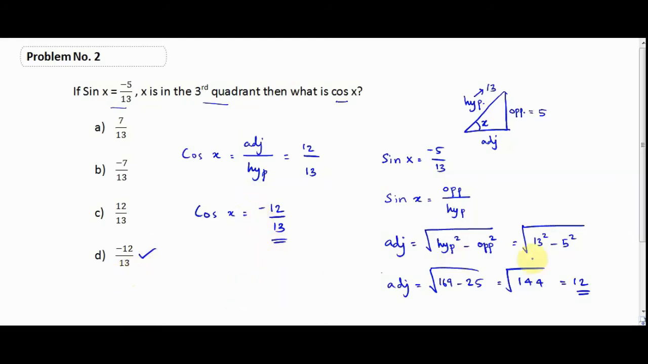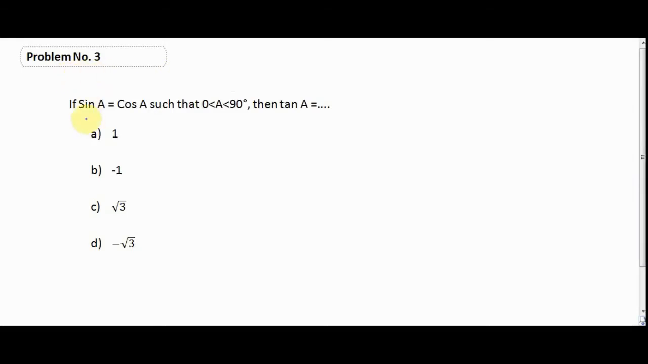Problem number 3. If sin A is equal to cos A such that A belongs to the interval 0 degree to 90 degree, then tan A is equal to. So we are asked to calculate the value of tan A, and the angle is between 0 degree and 90 degree, and also it is given that sin A is equal to cos A. So please pause the video and try to solve this by yourself. Now let's see the solution.